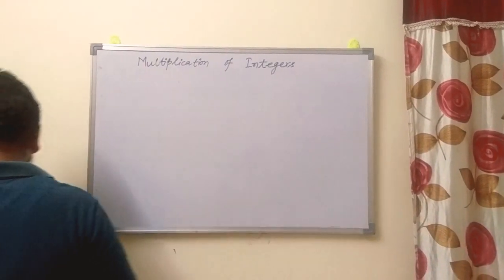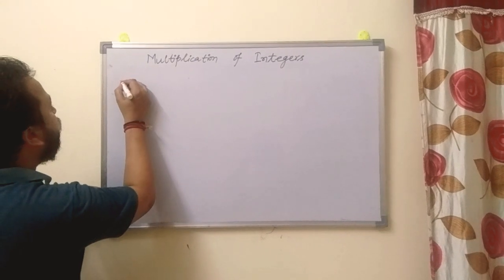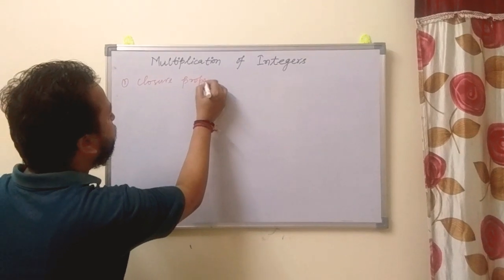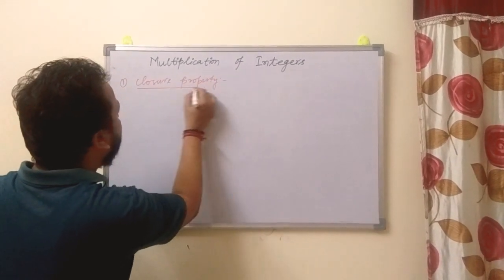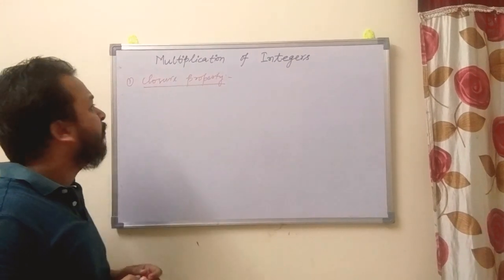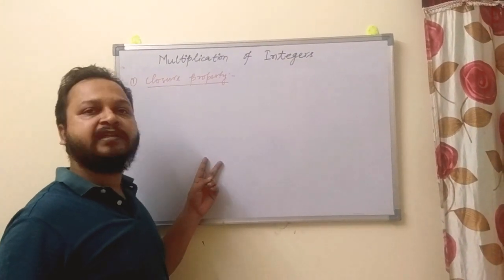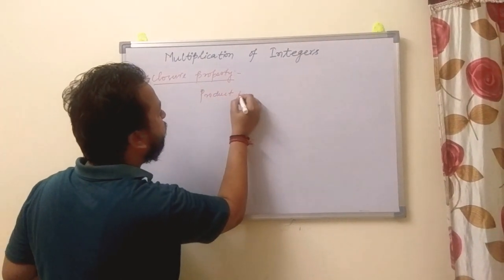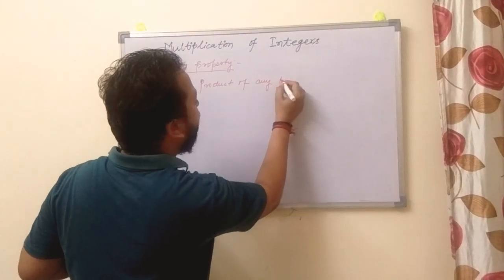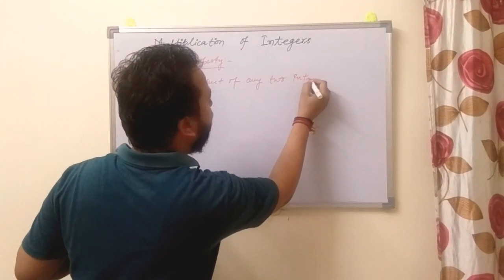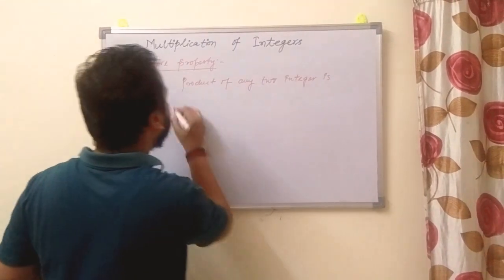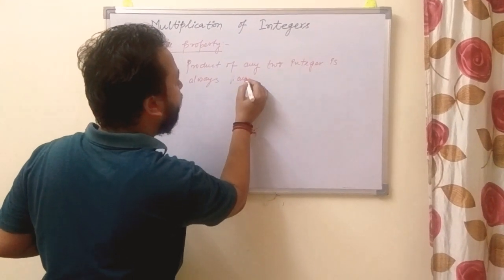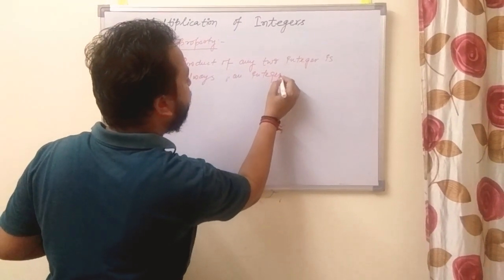So come to the first property, that is closure property. It says that the product of any two integers is always an integer.